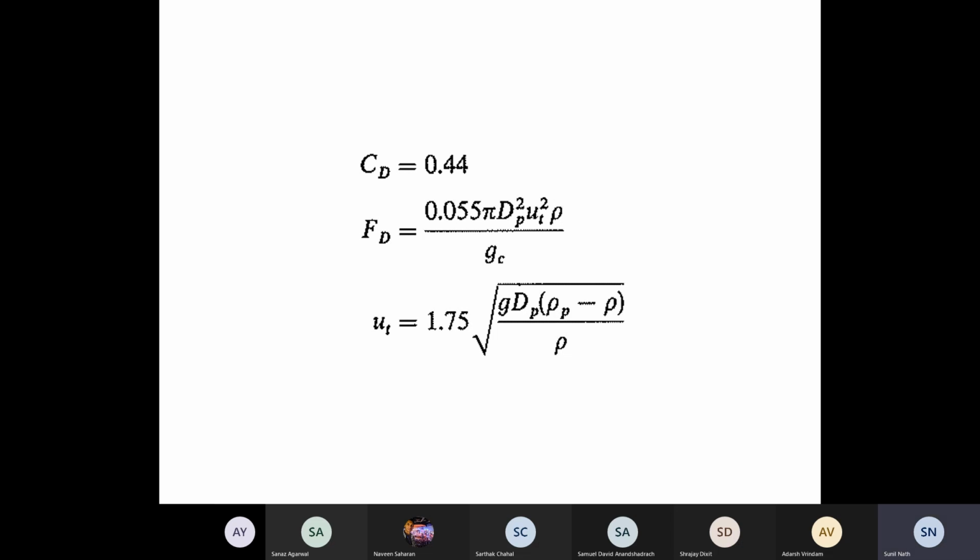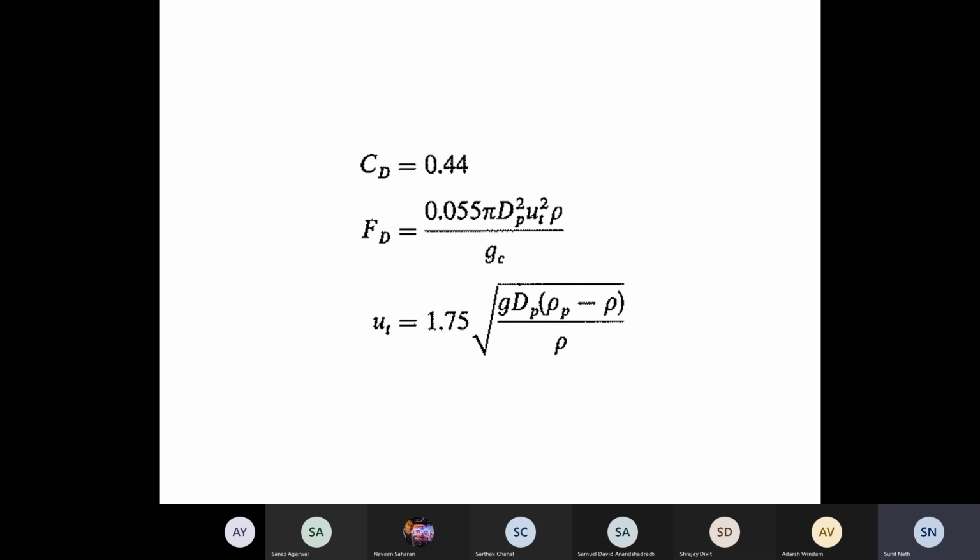So why don't you all tabulate for me the two sets, the Stokes region equations for drag coefficient, terminal velocity, and drag force. Similarly, do the same, tabulate the CD, FD, and UT for the Newtonian region for turbulent flow. So we'll have those 6 equations. And then now think what to do for the intermediate region.